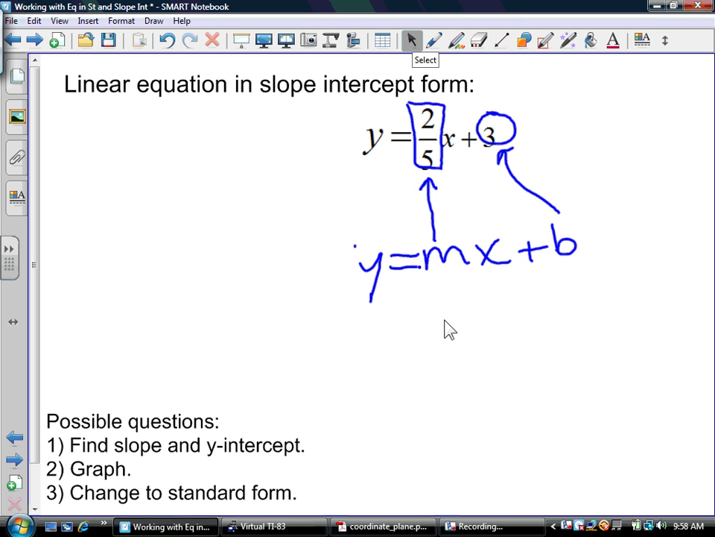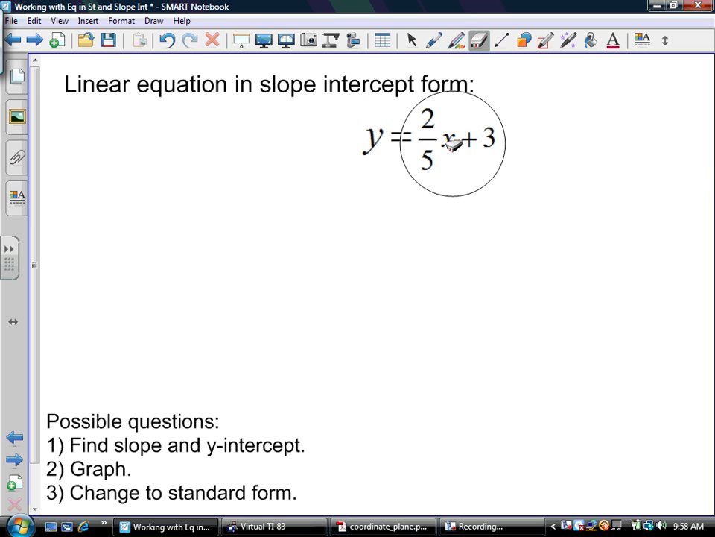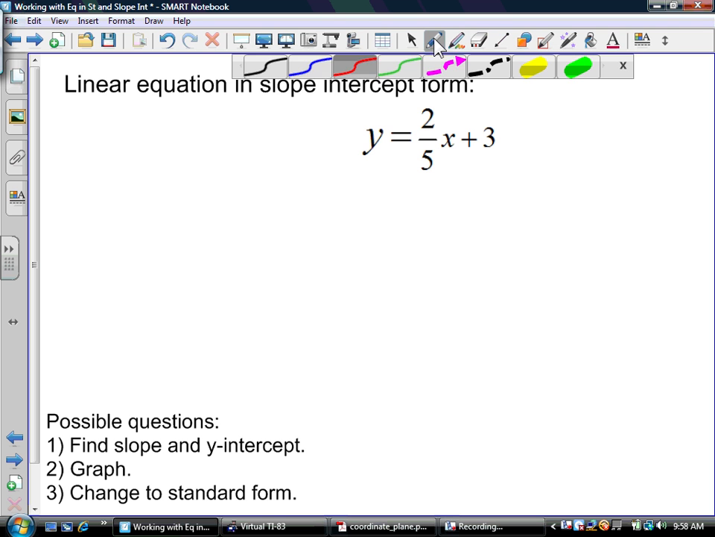when it was in slope-intercept form. We graphed the equation in slope-intercept form using the calculator and pen and pencil. And the next thing we're going to do is change this into standard form. This is usually something that students have a tough time with, so just be patient with it.